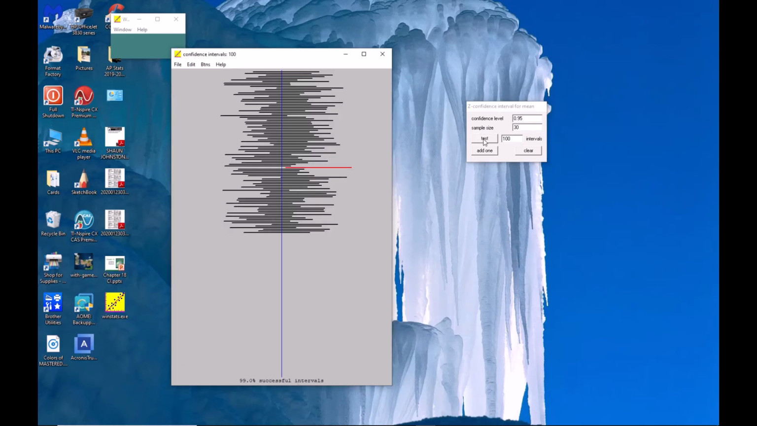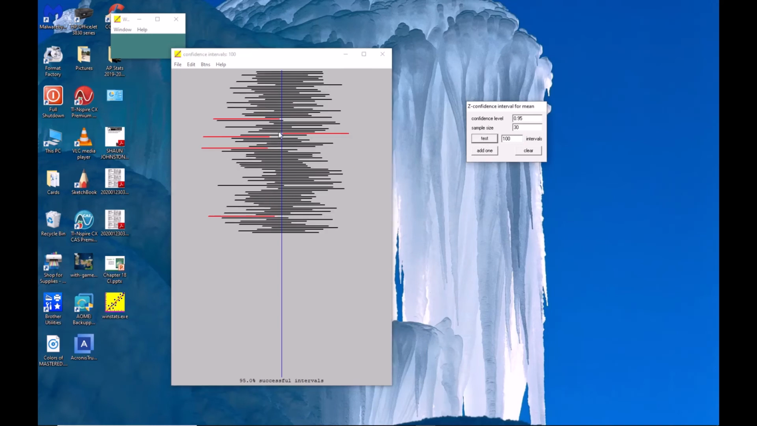All right, there's 100 and only 1 missed. Let's keep going. All right, 1, 2, 3, 4, 5. That's more like you'd expect. Now it will be variable because I can only do them 100 at a time. If I could do all of them at once, we could see that exactly 5% will not cross this blue line and turn out red, whereas the other gray ones are the good ones.